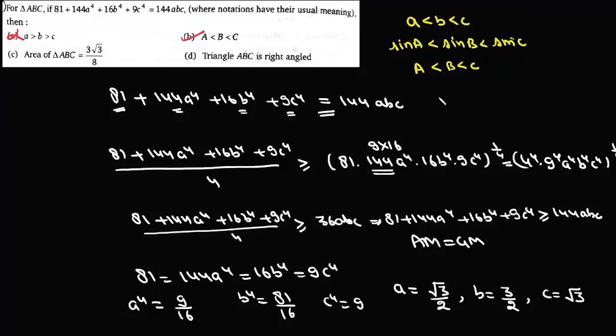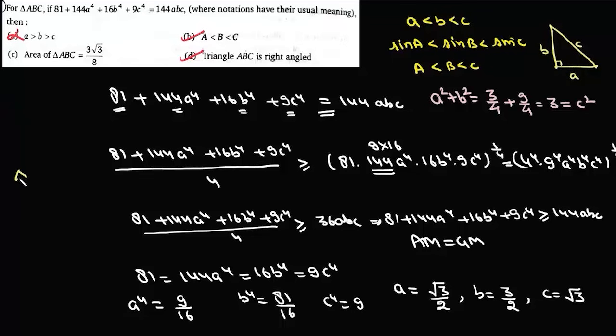Now if we look at a square plus b square, there will be 3 by 4 plus 9 by 4. Now this is 12 by 4, which is 3, and which is c square. That means triangle ABC is a right angle triangle. So option D is also correct. So this triangle ABC is a right angle triangle, where these sides are a and b and the hypotenuse is c.